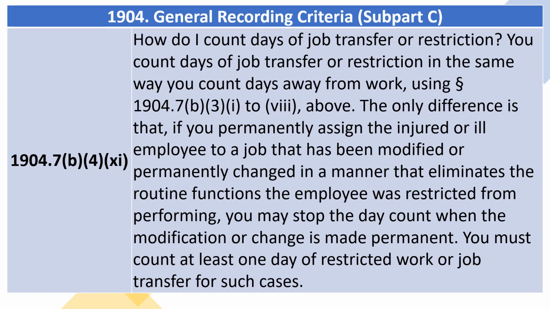1904.7(b)(4)(ii). How do I count days of job transfer or restriction? You count days of job transfer or restriction in the same way you count days away from work, using section 1904.7(b)(3)(i) through (viii) above. The only difference is that, if you permanently assign the injured or ill employee to a job that has been modified or permanently changed in a manner that eliminates the routine functions the employee was restricted from performing, you may stop the day count when the modification or change is made permanent. You must count at least 1 day of restricted work or job transfer for such cases.